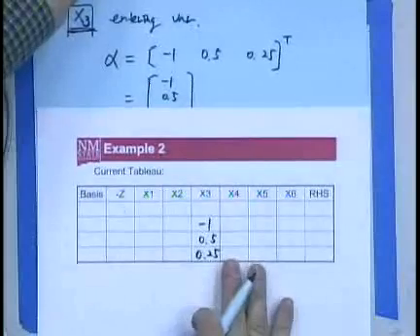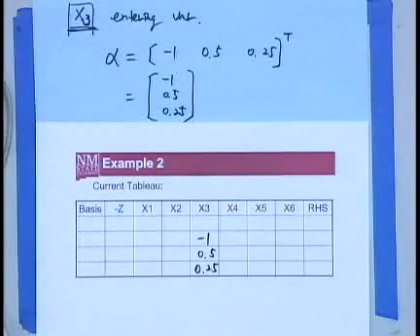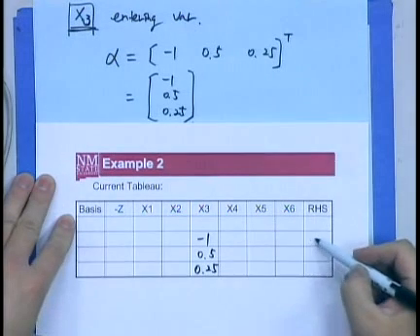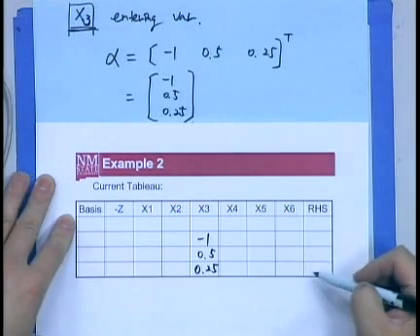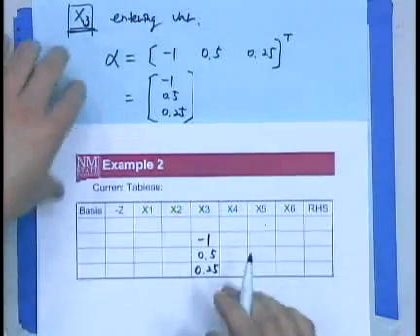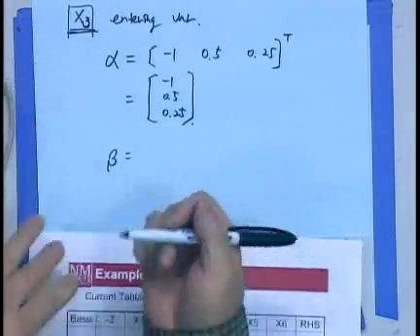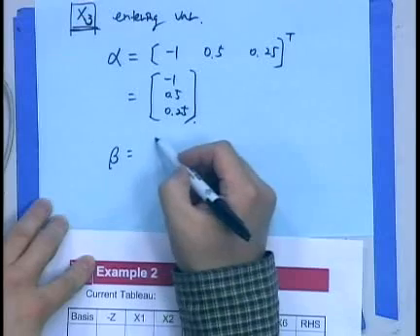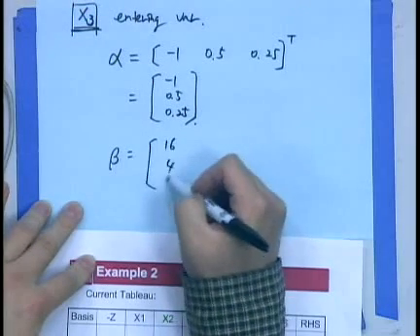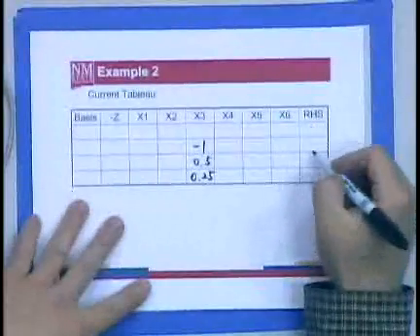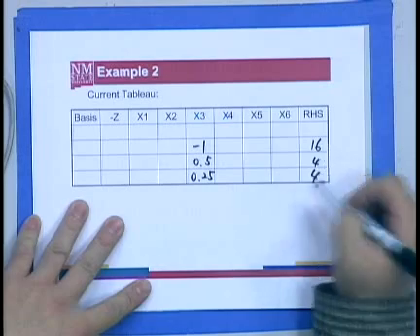And then right now we need to perform the minimum ratio test. So we need to compute the right-hand side values for the current table. That is represented by beta, right? Beta was 16, 4, 4, right? So we can update the current table.